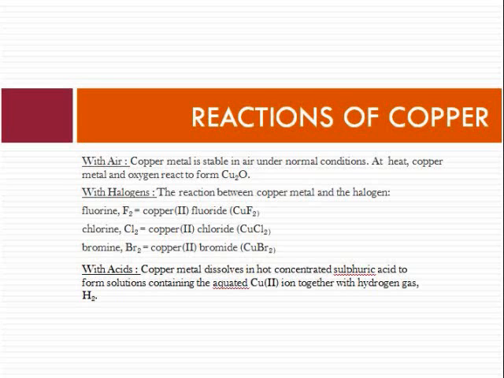With halogens, the reaction between copper metal and the halogens: with fluorine, it will form copper(II) fluoride. With chlorine, it will form copper(II) chloride. With bromine, it will form copper(II) bromide. With acids, copper metal dissolves in hot concentrated sulfuric acid to form a solution containing the aquated copper(II) ion together with hydrogen gas, H2.